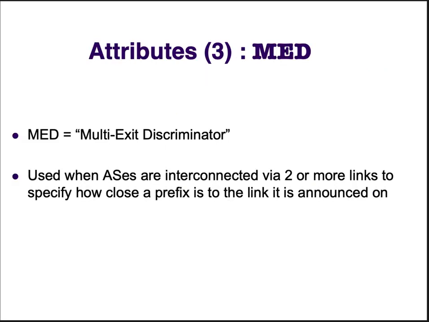And so the third attribute is an attribute that is designed to help autonomous systems influence how traffic enters their network. It's an attribute called MED, or multi-exit discriminator, and the way it's typically used is when ASs have two or more links between them. And the idea is to try and tell the other autonomous system how close a prefix is to the link over which it's being advertised.